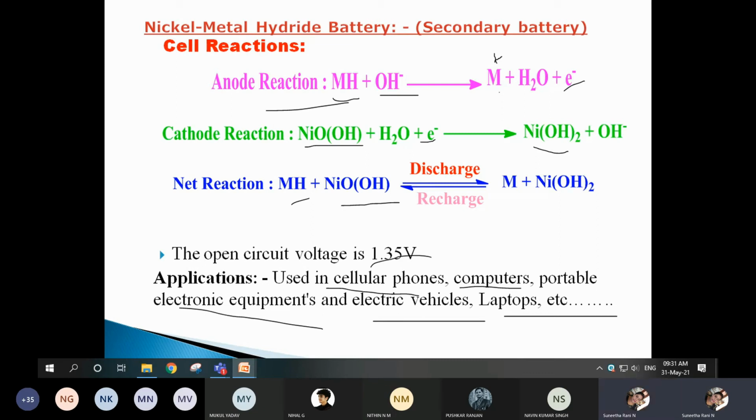Can I move to the next type of battery? Yes, ma'am. Have you noted down? Again, you should not say I have not noted down.